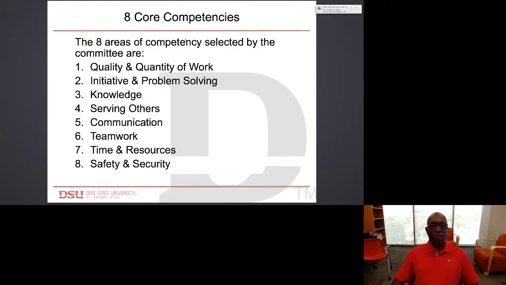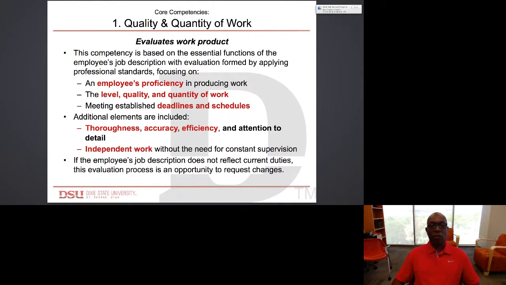Eight core competencies. The eight areas of competency selected by the committee are as follows: quality and quantity of work, initiative and problem solving, knowledge, serving others, communications, teamwork, time and resources, safety and security. First core competency: quality and quantity of work.